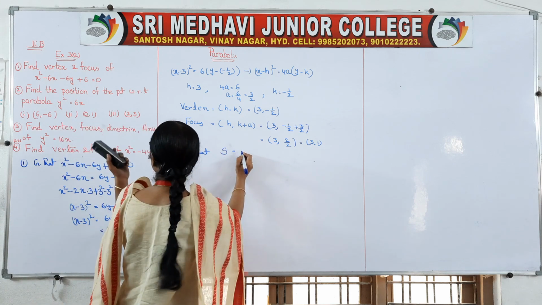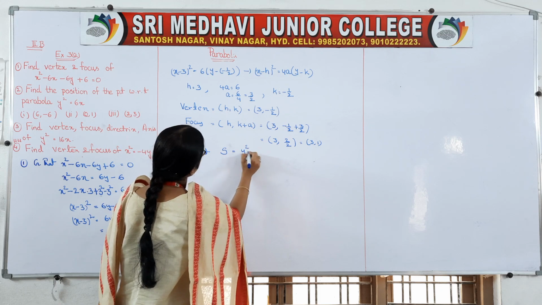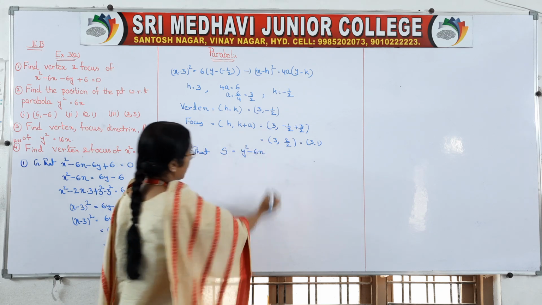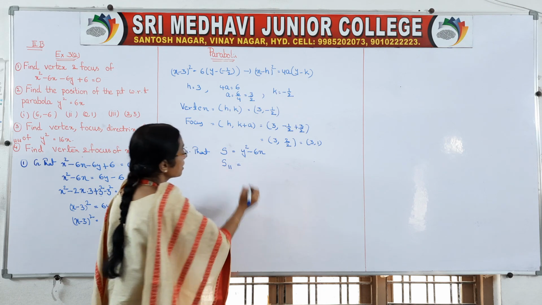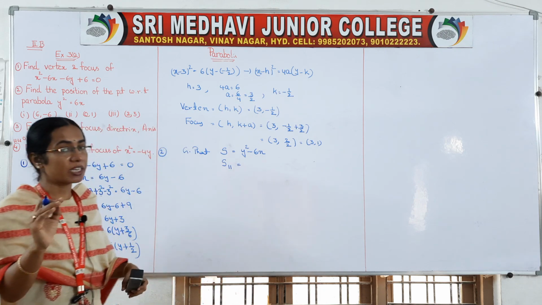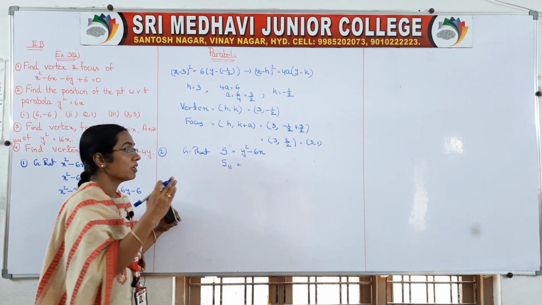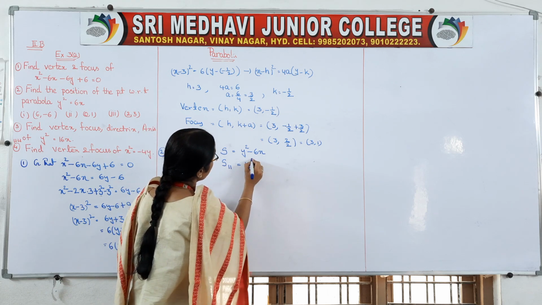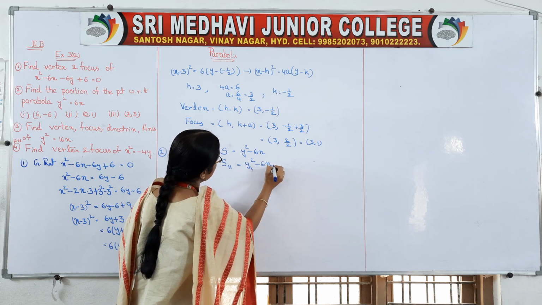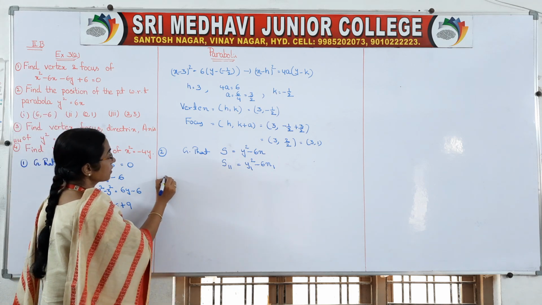So S is equal to, what is your equation in the question? It is y square minus 6x. So now you take S11 notation. S11 means in the given equation, wherever x is there, you have to take x1, and wherever y is there, you have to take y1. So it is y1 square minus 6x1.